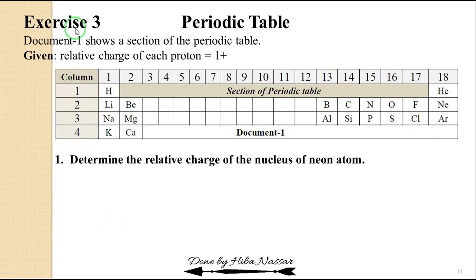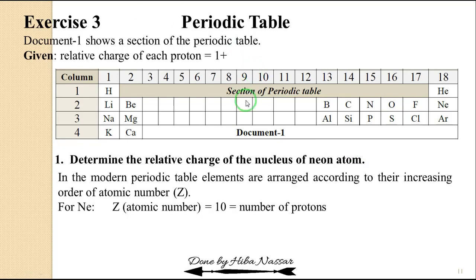Now moving to exercise 3, which is about periodic table. Document 1 shows a section of the periodic table. Given relative charge of each proton, it's 1 plus. Question number 1, determine the relative charge of the nucleus of a neon atom.